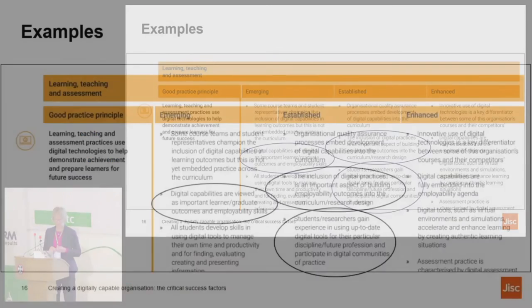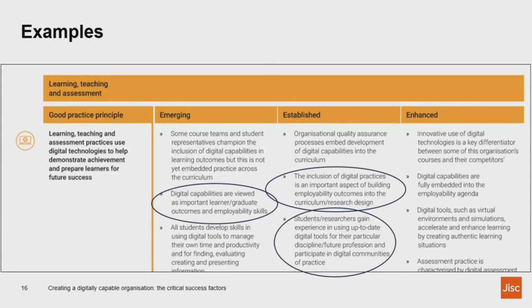Just to unpick another example around the learning and teaching area, and one of the good practice principles is around using technology to demonstrate achievement and prepare learners for a future workplace. And there are indicators in there around identifying learner outcomes around digital, inclusion of digital practices within the curriculum, and using subject-relevant digital tools as part of that curriculum experience. And that touches on a whole number of indicators spread through the model as a whole around the importance of developing some threshold standards for digital skills. You know, what are your minimum expectations of your staff and your students? How can we articulate that? And how then can we start to assess the starting points in terms of where they are with their strengths and their weaknesses?